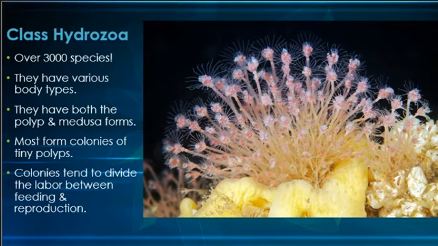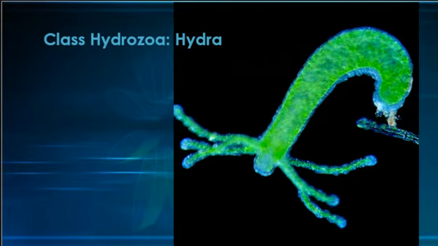Here's our Hydrozoa. There's over 3,000 different species here. They have various body types. They do have both polyp and medusa forms. Most form colonies of tiny polyps. So you can see a creature right here. Each one of those is an individual living in a colony. The colonies tend to divide the labor between feeding and reproductive life cycle roles. The hydra would be a really good example of this one. So this is a glowing, stained hydra under a microscope right here.